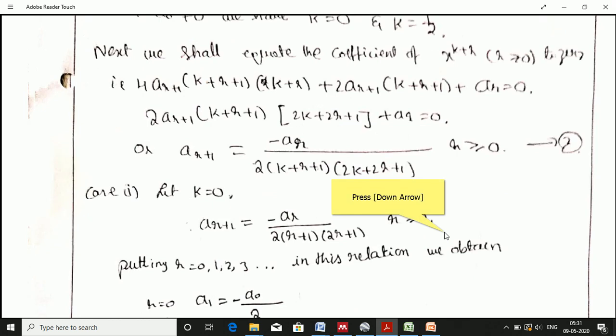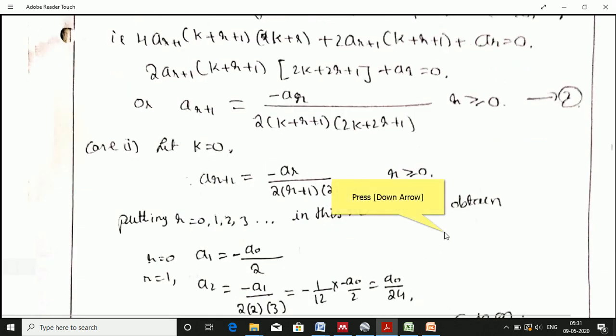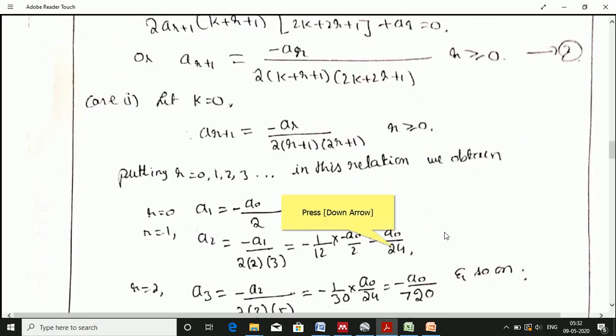Putting r equal to 0, 1, 2, 3 in this relation we obtain: for r equal to 0, a1 is equal to minus a0 divided by 1 into 1, that is, minus a0 by 2. When r is equal to 1, 1 plus 1 is 2, a2 is equal to minus a1 divided by 2 into 3, which gives 12. Minus 1 by 12 of a1, and a1 is minus a0 by 2, so it comes out as a0 divided by 24.